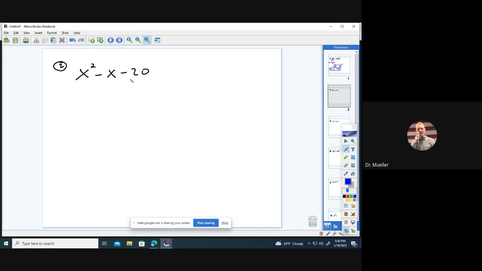All right, number 2, we have x squared minus x minus 20. There's no GCF. This is one of those where we're going to set it up as 2 parentheses. Find 2 numbers that multiply to negative 20 and add up to negative 1. That would be x and x, and then we've got minus 5 and plus 4. Negative 5 times 4 is negative 20. Negative 5 plus 4 is negative 1.